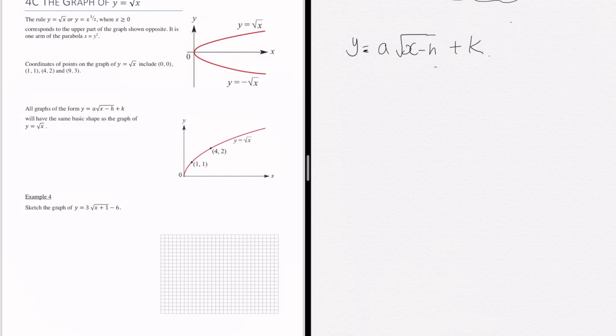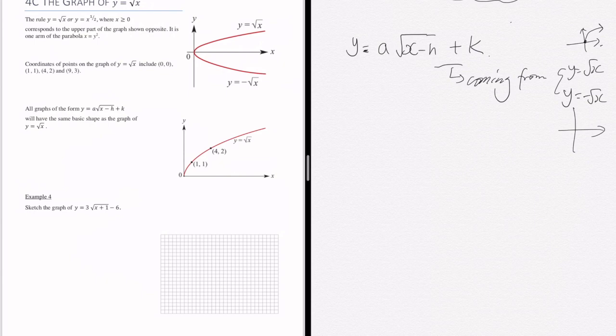Their graph is coming from the graph of y equal to square root x, which is starting from the origin, going up and right. And I know also y equal to negative square root x. So that general graph is going to be starting from the origin, going down and right.